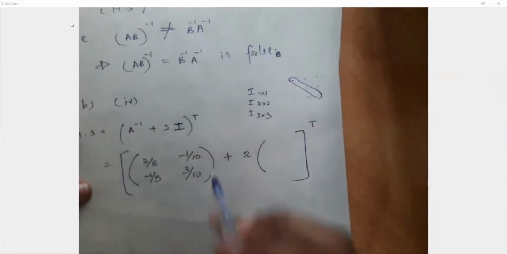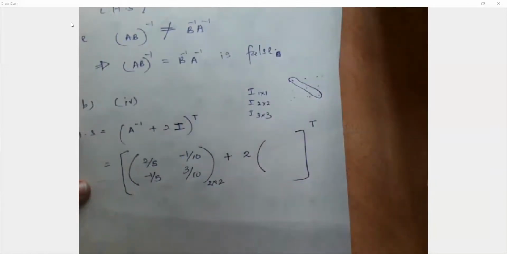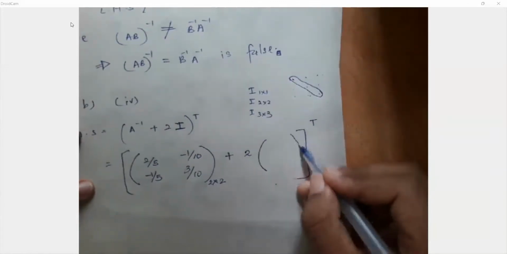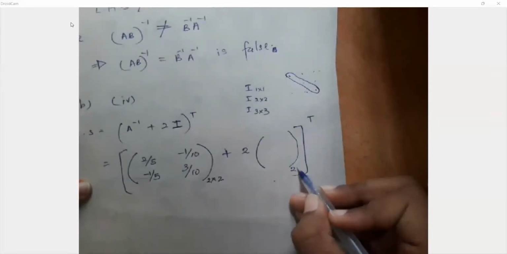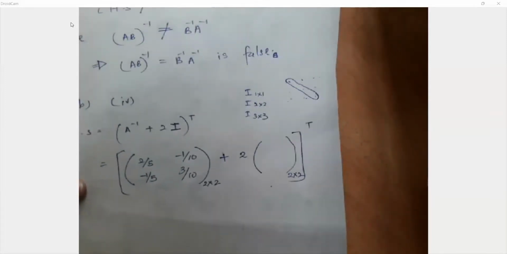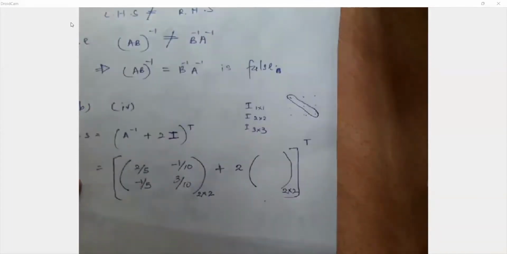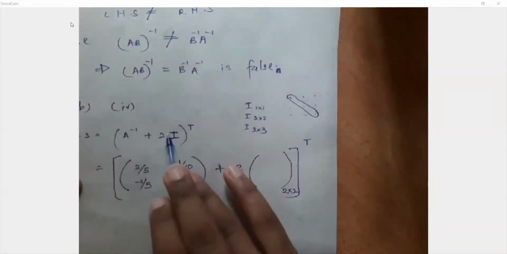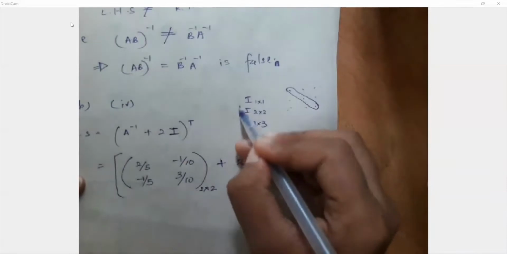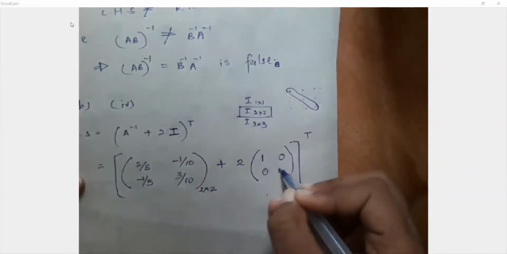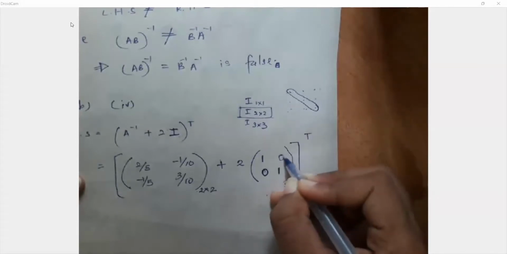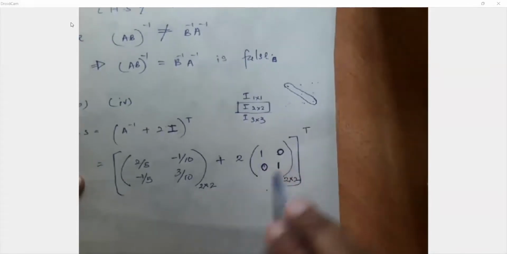Now here we have a 2 by 2 matrix. If we want to add something to this matrix, it should be in the order of 2 by 2. Definitely it should be in that order. So what we are going to do is, here I, that means we have to take this side now: 1, 1, 0, 0. All the diagonal entries are 1 and other entries are 0, and it is a square matrix.